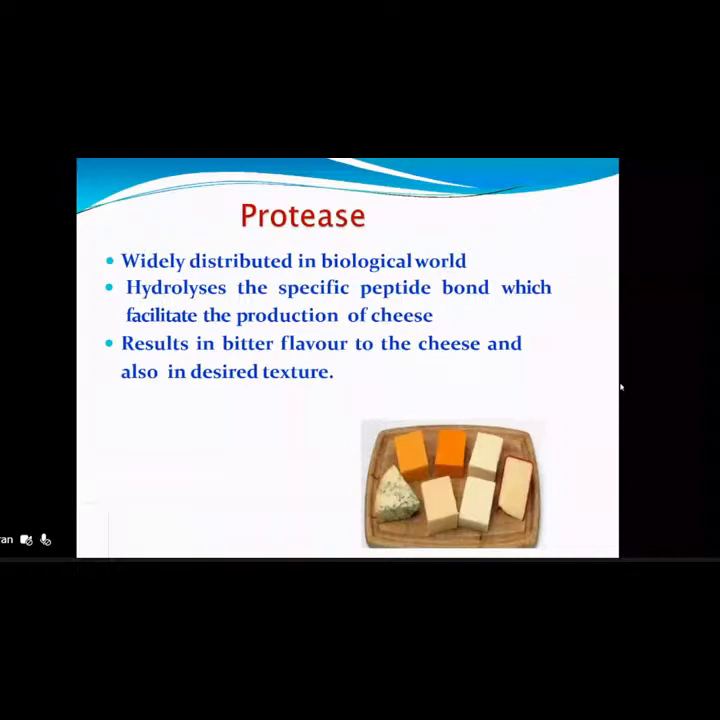This protease not only breaks down the protein molecule, but it also adds flavor and texture to the cheese. Right? Next slide, please.